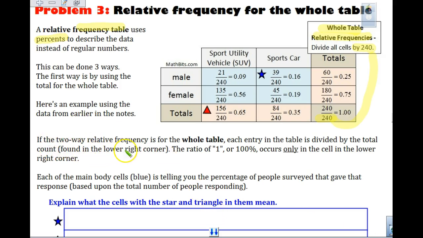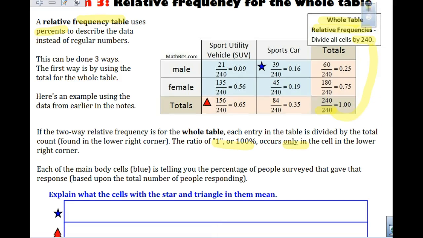It says in the two-way table relative frequency for the whole table, each entry in the table is divided by the total count, which is found in the lower right corner. The ratio 1, or 100%, occurs only in the cell for the lower right corner. This is the only one for 100% when we do the whole frequency.